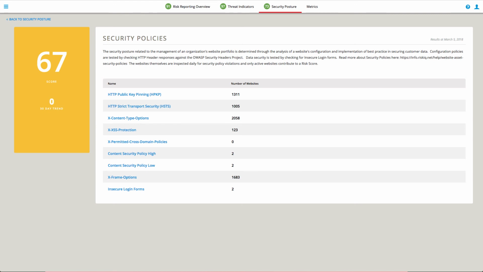Website security policies. The organization's website portfolio is analyzed to determine the website's configuration and implementation of best practices in securing customer data. Configuration policies are tested by checking HTTP header response against the OWASP security header project. The websites themselves are inspected daily for security policy violations, and only active websites contribute to a risk score.